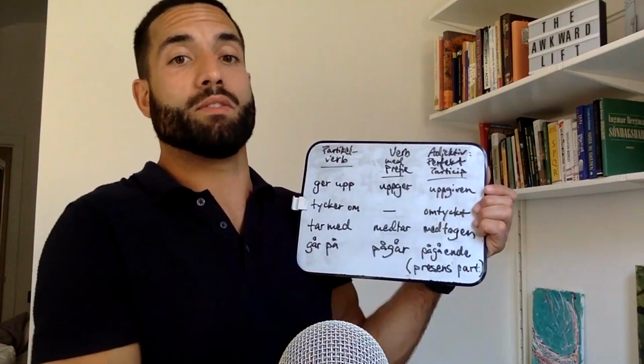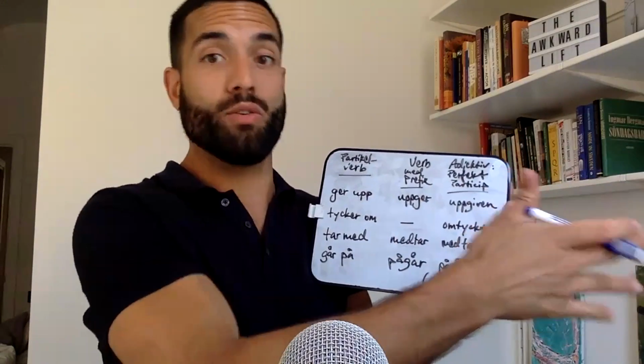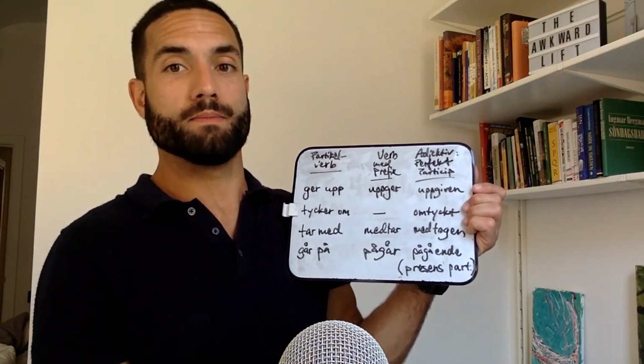Somebody is liked. Han är omtyckt. He is liked. Han är omtyckt. Ja. Okay.